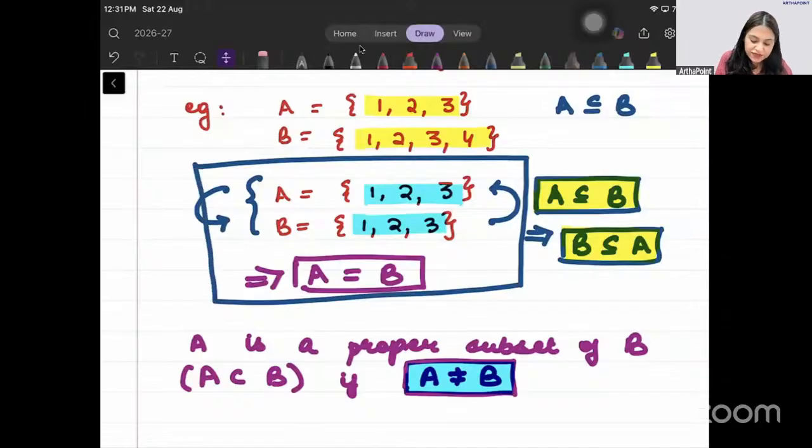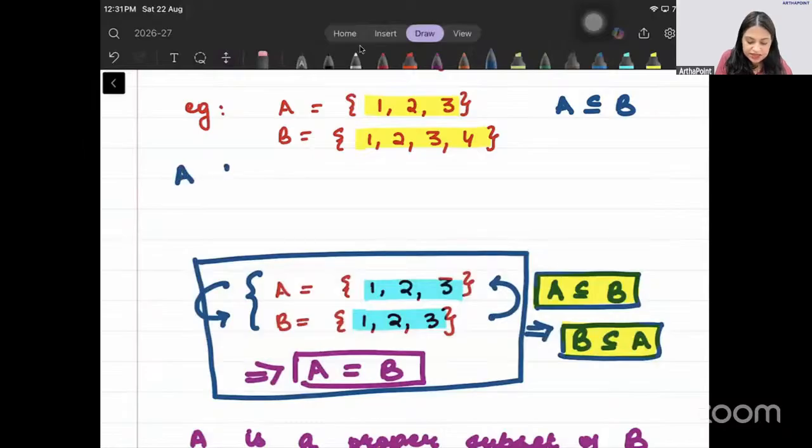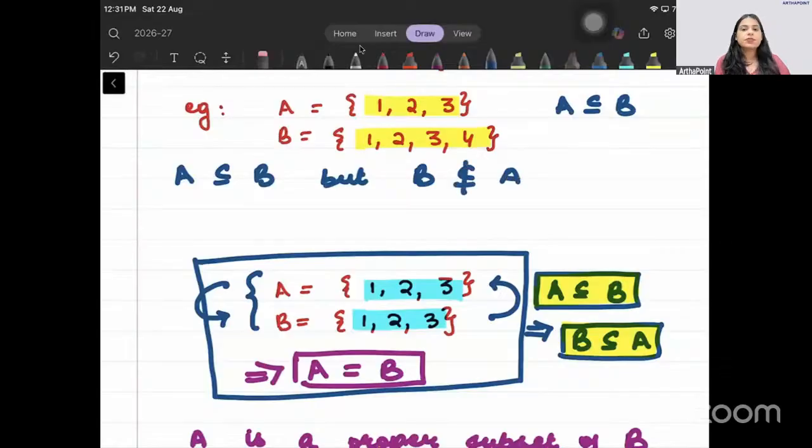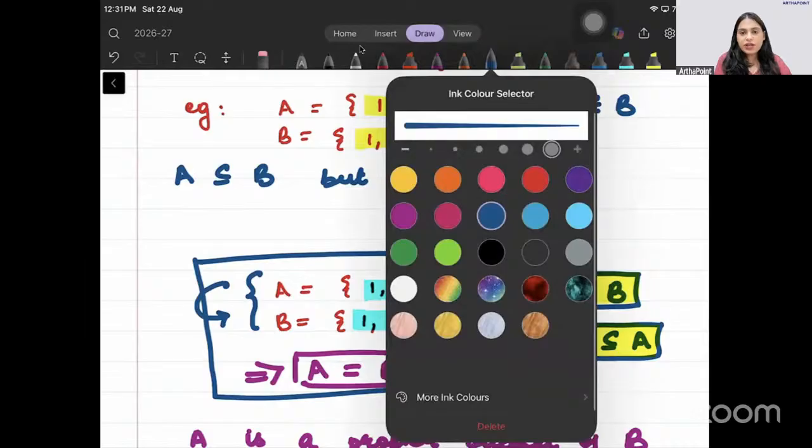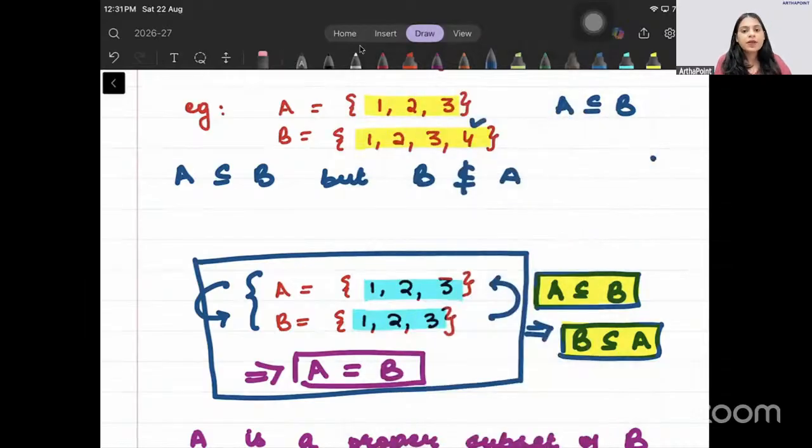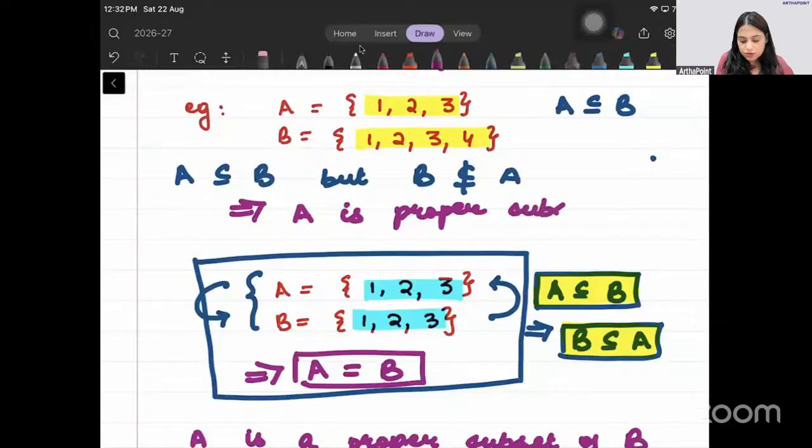But if I have something like this, यहाँ पे A is a subset of B, but B is not a subset of A. आपको दिख रहा होगा. Whatever is in B is not in A. B में तो 4 भी है. 4 is not in A. So B is not a subset of A. B A का subset नहीं है. If this happens that A is a subset of B, जो भी A में है वो B में है, but B is not a subset of A, जो भी B में है वो A में नहीं है, then we can say that A is a proper subset.